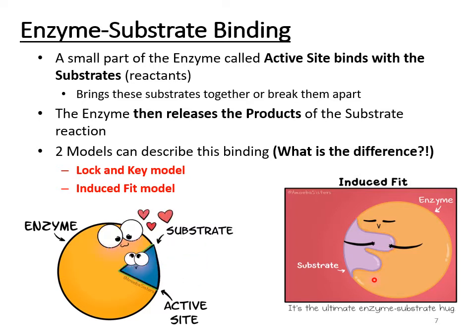Okay, and that's currently the most accepted model, but depending on the enzyme and depending on the substrate, both models still exist. So lock and key, the substrate and the active site are a perfect match with no change in shape to the enzyme, whereas induced fit, there is not a perfect shape match, so the enzyme undergoes a slight change in shape first to properly bind that substrate.